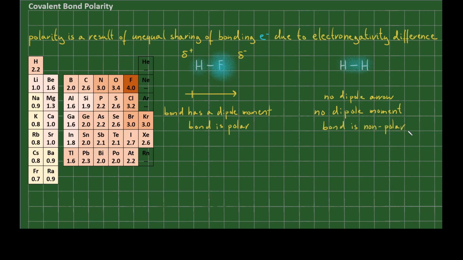Strictly speaking, whenever there is a difference in electronegativity values, we have a polar bond. However, if the electronegativity difference is very small, we tend to consider the bond non-polar. And so there is a guideline. If the electronegativity difference is greater than 0.4, we consider the bond polar. On the other hand, if the electronegativity difference is less than 0.4, we consider the bond non-polar. Please note, this is not a hard and fast rule.